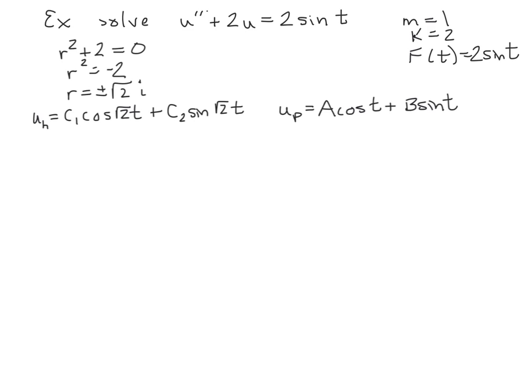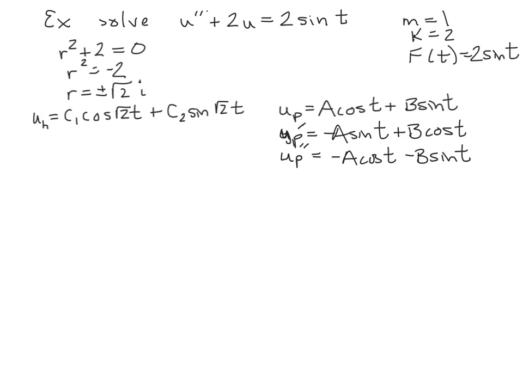All right, now we need to plug this into this differential equation. So we need a first derivative, that is u sub p prime. The derivative of cosine is negative sine, and the derivative of sine is cosine. And then we need the second derivative. The derivative of sine is cosine, keep a negative out in front. And the derivative of cosine is negative sine.